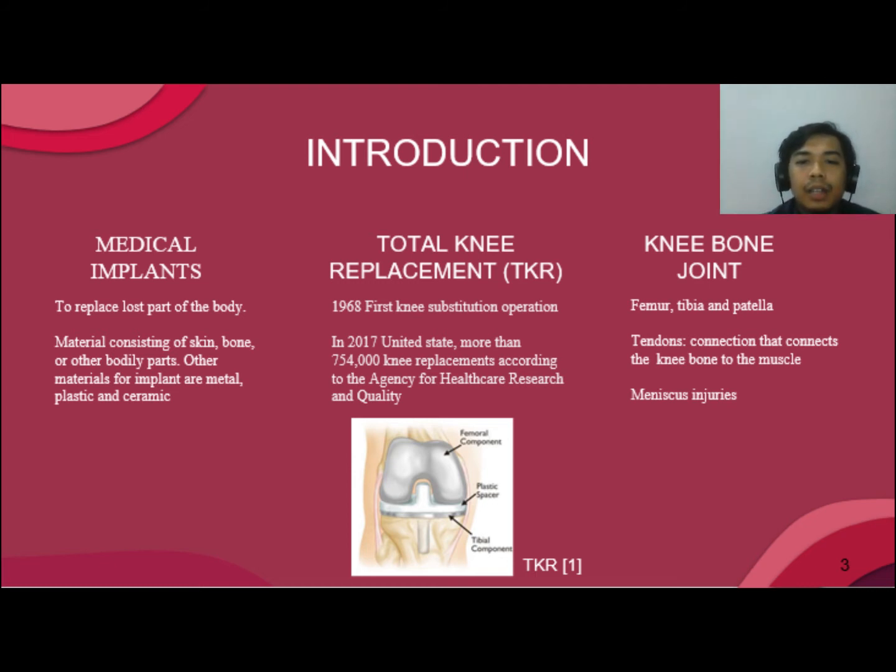The knee has three bones that join each other, which are femur, tibia, and patella, while tendons are the connection that connects the knee bone to the muscle. The function of the tendon is to move the knee joint. The knee can be injured in many ways, such as a result of a road accident or an accident by jumping from a high place, and some knee injuries come from sport activities such as football and badminton. Meniscus injuries are among the injuries caused in non-dangerous actions, such as walking and sitting.